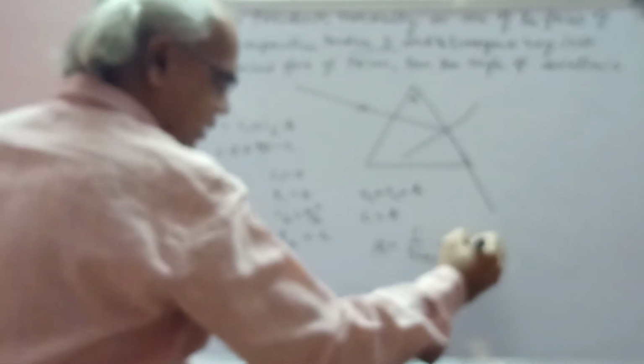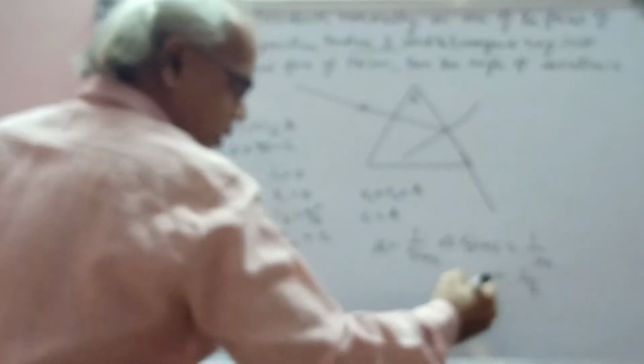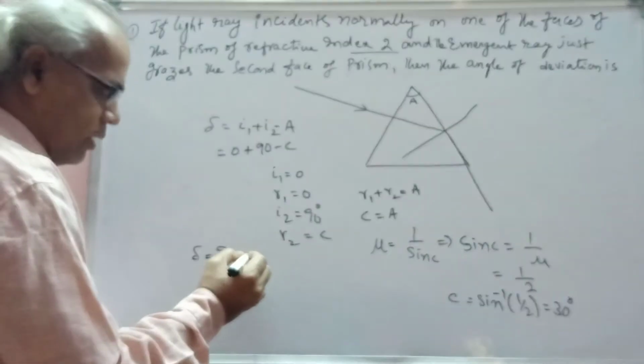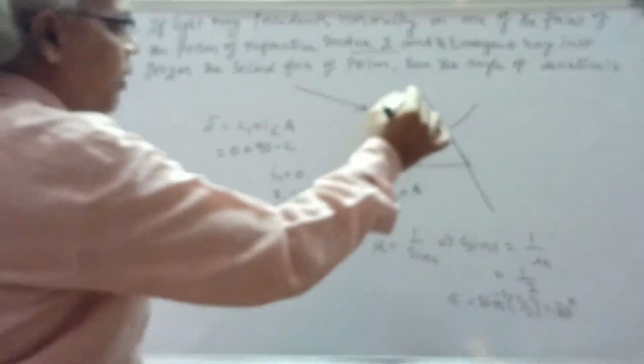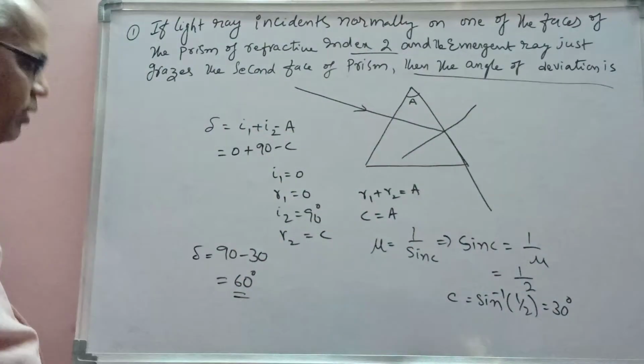We know the relation mu is equal to 1 by sin C. That implies sin C is equal to 1 by mu, that is equal to 1 by 2. So C is equal to sin inverse 1 by 2, that is equal to 30 degree. So C is equal to 30 degree and the angle of the prism is also 30 degree. Then delta, the angle of deviation, is equal to 90 minus 30, that is equal to 60 degree. So the angle of deviation is 60 degree.